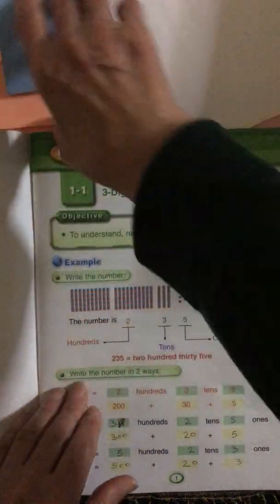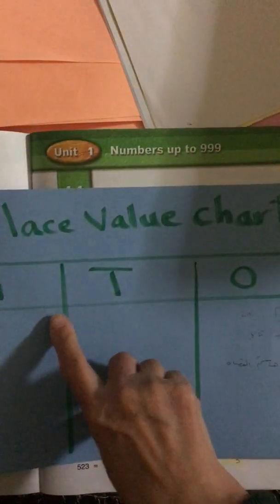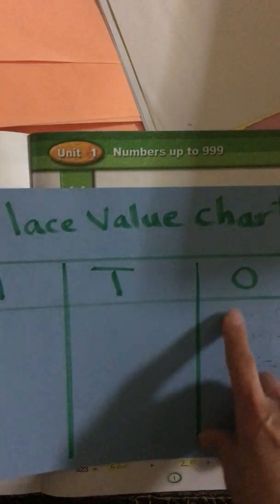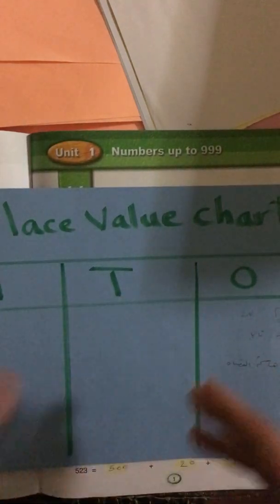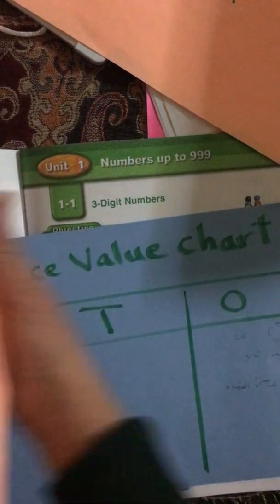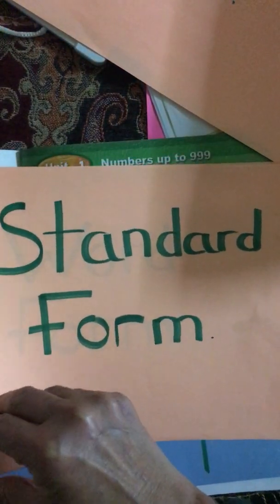3-digit number means that you reach the 100, ones, tens, hundreds. Any number, I can write it in many forms, in many ways. I can write my number in short word name, I can write my number in expanded form, I can write my number in standard form, and the last way I can write it in word form.